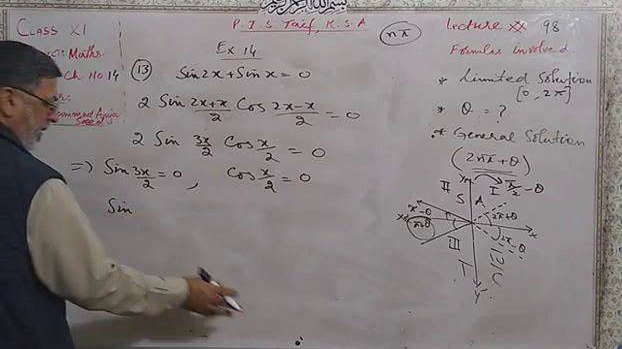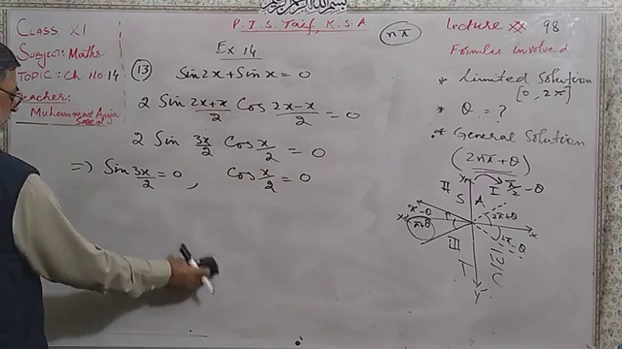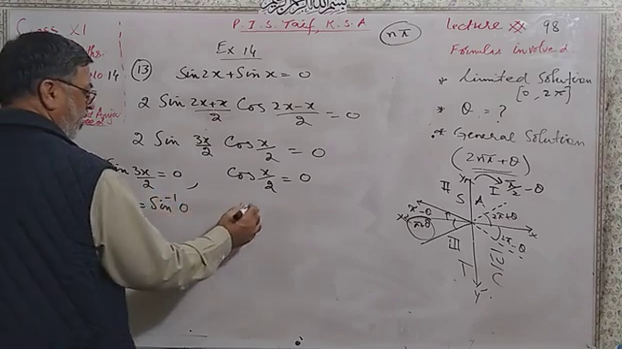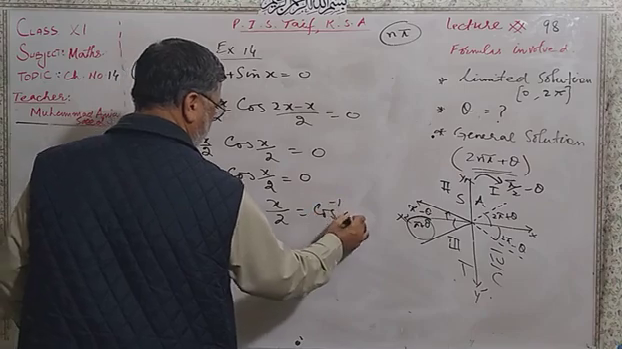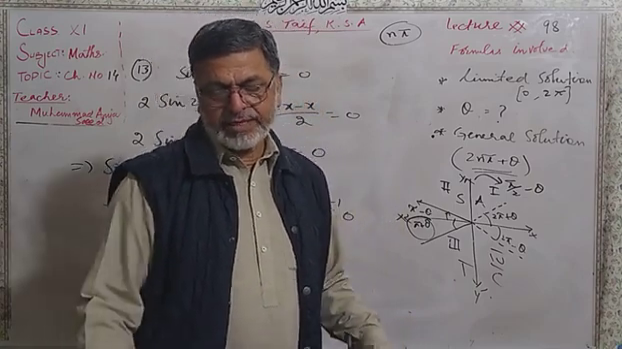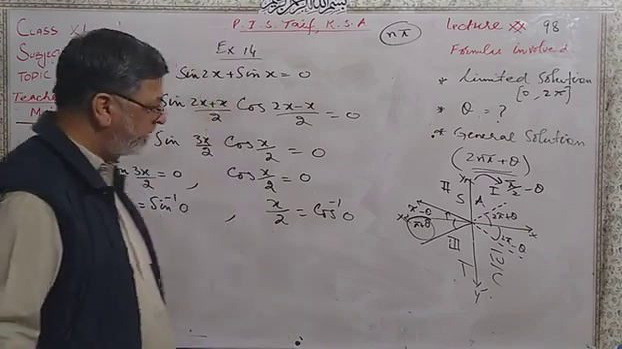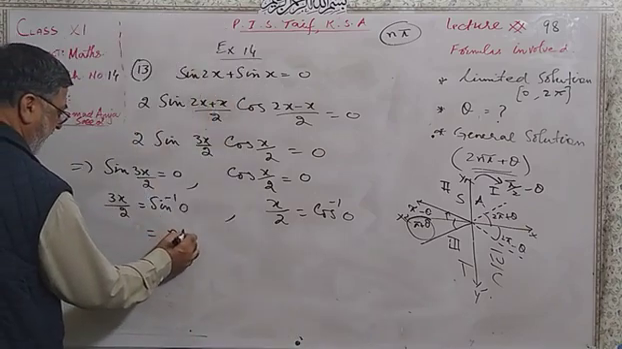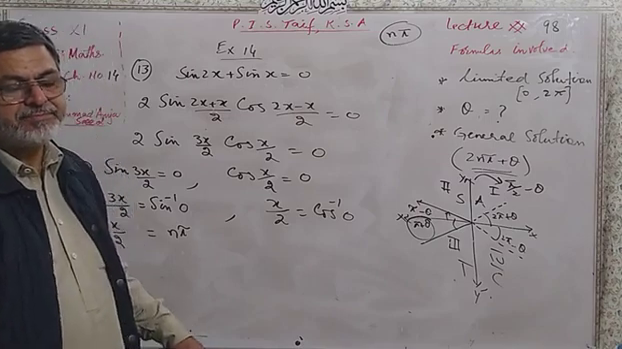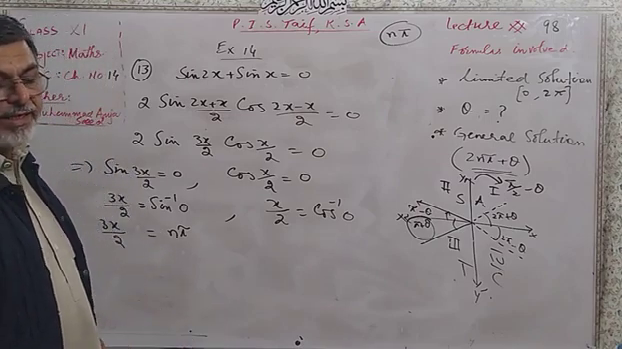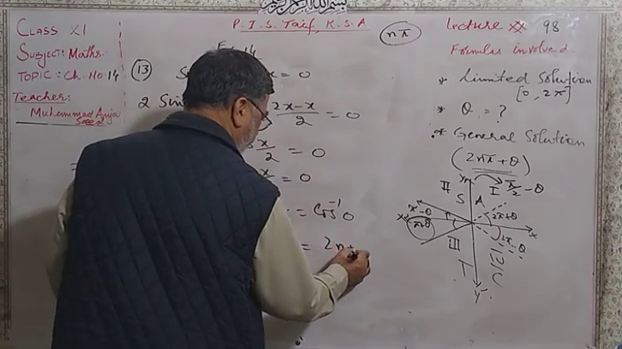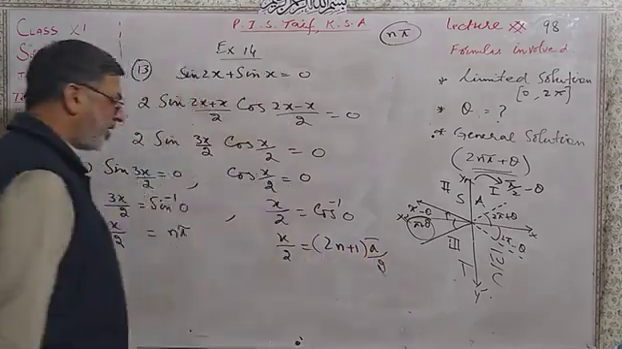Here we can have, take this sine on the other side, 3x over 2 is equal to sine inverse 0, and x over 2 is equal to cos inverse 0. So dear students, here we have, what about sine inverse 0? It is n pi. So 3x over 2 is equal to n pi. And here we have x over 2 is equal to cos inverse 0, which is 2n plus 1 into pi by 2.